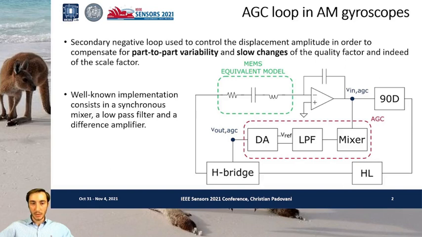It aims at picking up a voltage at the output of the front end of the electronic oscillator to retrieve a signal which is proportional to the displacement amplitude through a mixer and a low-pass filter. Then it compares it with a voltage reference and closes the negative feedback loop by acting on an actuation circuit such as an H-bridge. But the question arising here is: is this circuit structure suited to a frequency-modulated gyroscope?